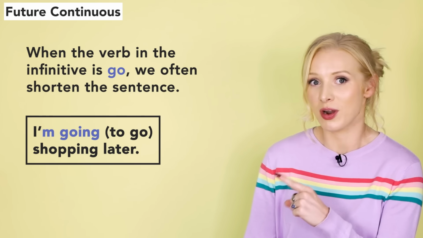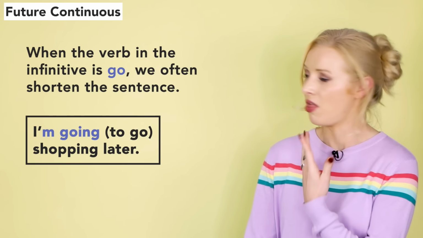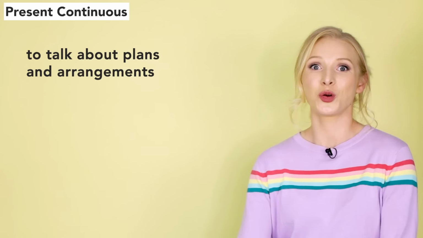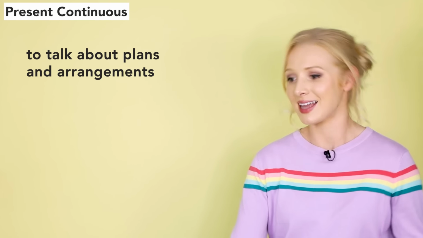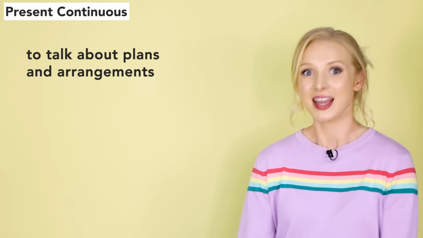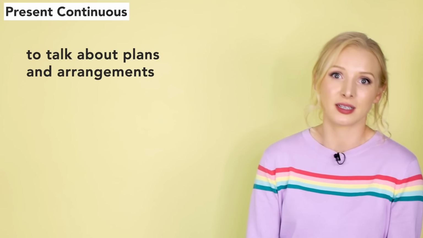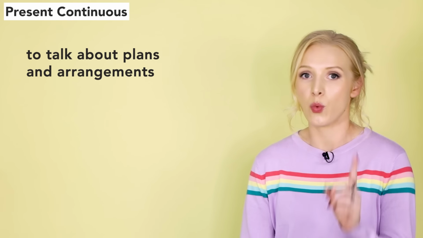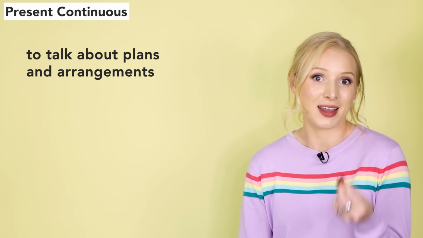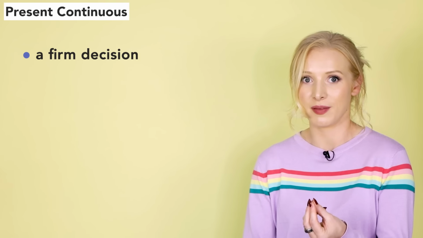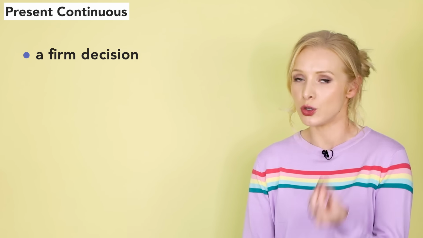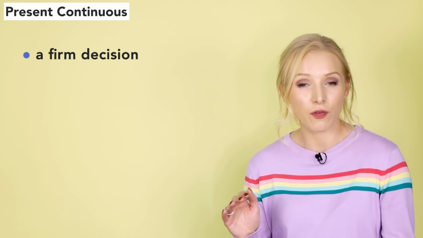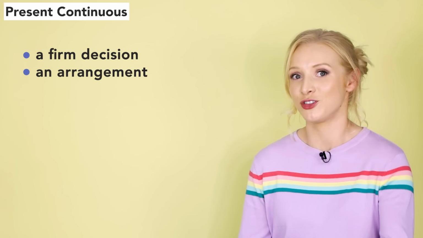Now this looks like the present continuous, which is actually the next tense on my Wheel of Future. We use the present continuous to talk about plans and arrangements. Yep, plans again. We're all making plans for the future. There is often little difference between the present continuous and to be going to when we're talking about plans. However, when we use the present continuous, we have made a firm decision to do something. And what do I mean by a firm decision? It usually means I know exactly what I'm doing, where, when, and with whom. Often, but not always, we have arranged to do something.